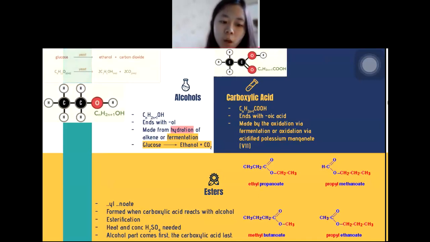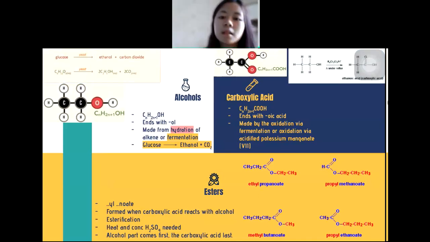Then the next one, we have carboxylic acids. All carboxylic acids are weak acids. You have to know that weak acids always ionize partially in aqueous solutions. They have the general formula CnH2n+1COOH, and they end with -oic acid.